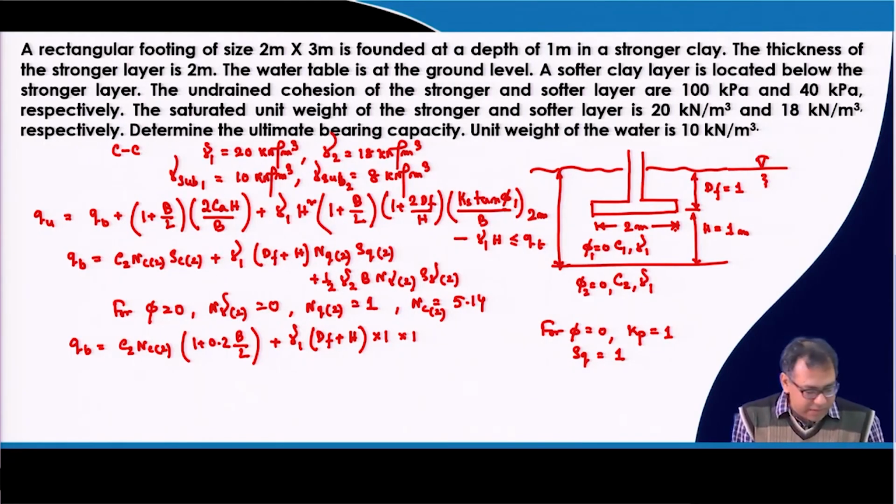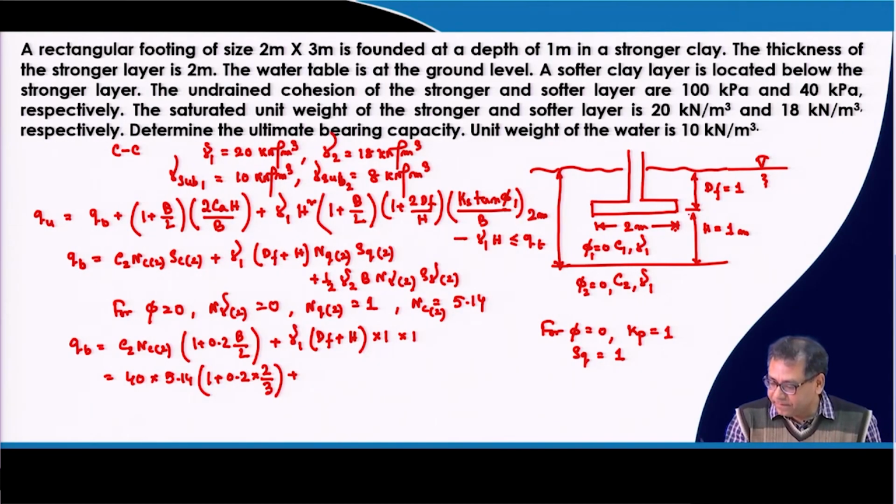Then we will put these values. So, finally, we will get C2 is equal to 40, Nc2 is 5.14, then 1 plus 0.2 into 2 by 3, then plus, now it is the unit weight gamma1 and the water table is at the surface.